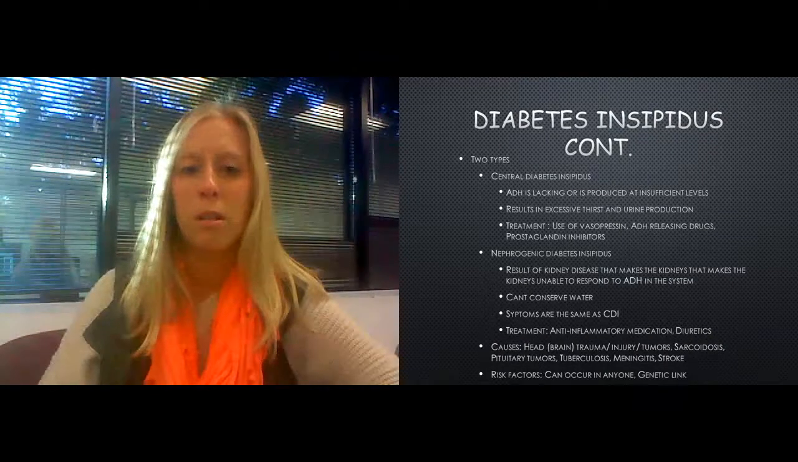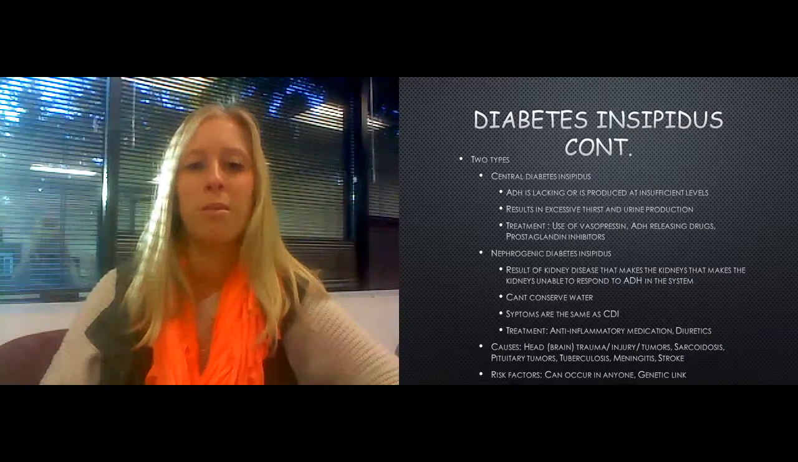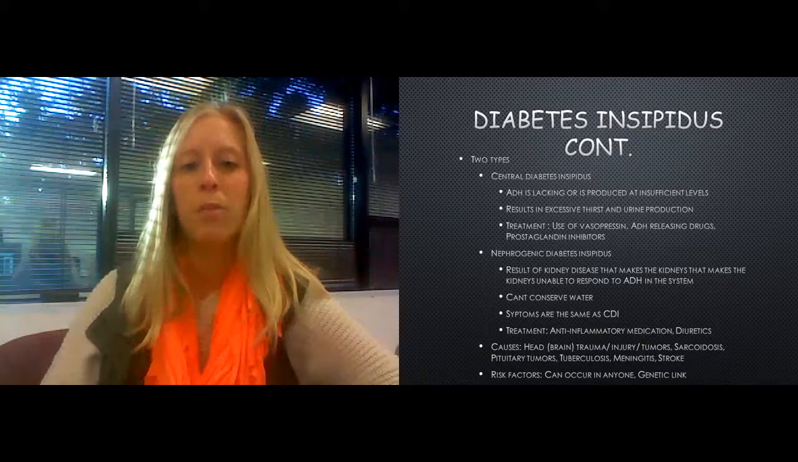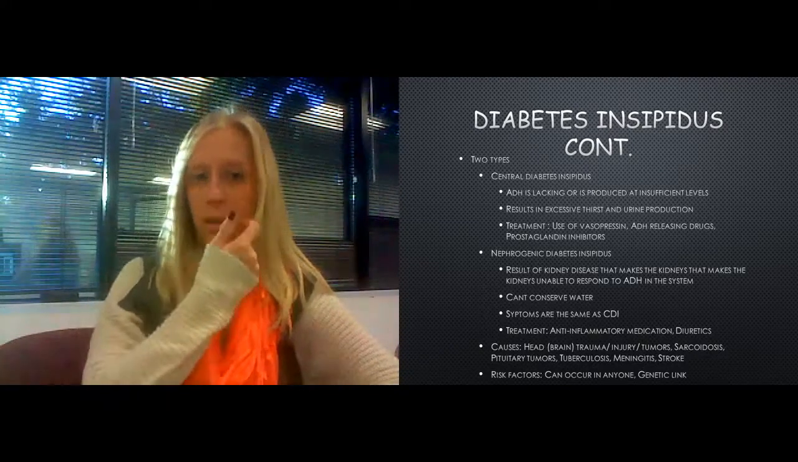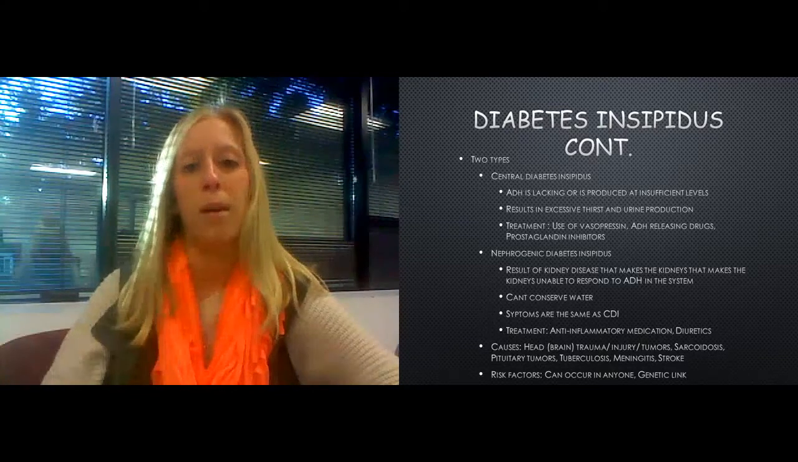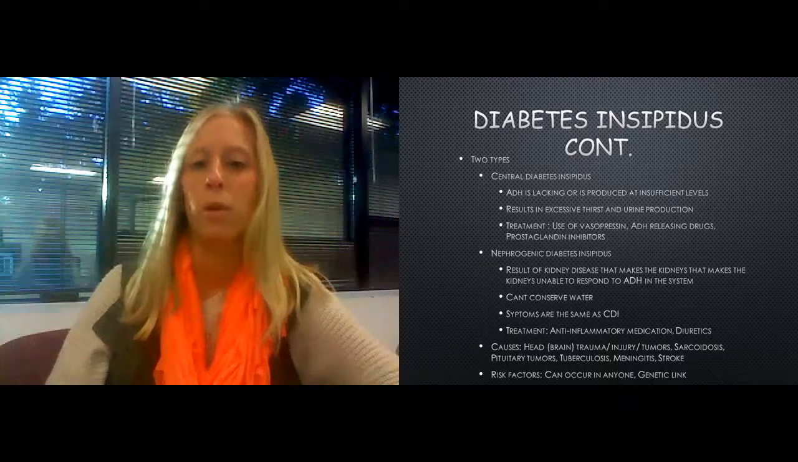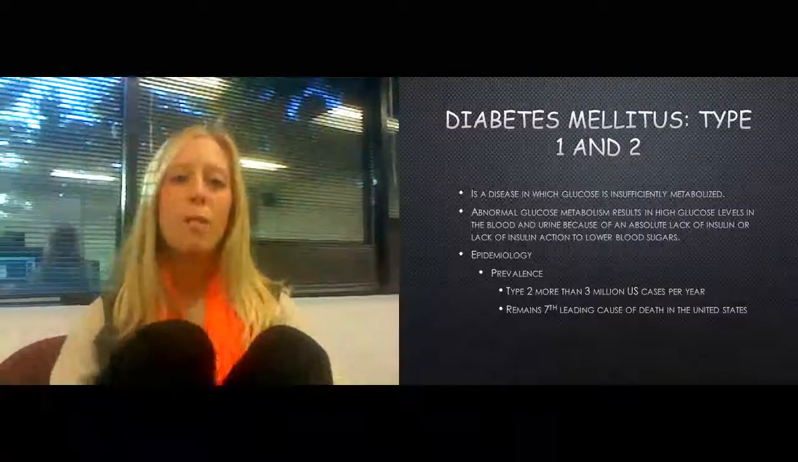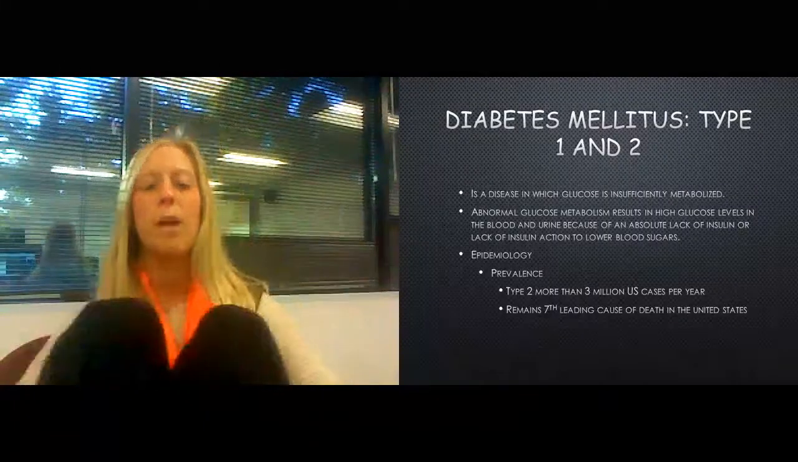Then there's nephrogenic diabetes insipidus, which results from kidney disease that makes the kidneys unable to respond to ADH in the system, and it can't conserve water, so symptoms are the same as the one above, and the treatment is anti-inflammatory medication and diuretics. So now I'm going to talk about diabetes mellitus, which is type 1 and type 2.